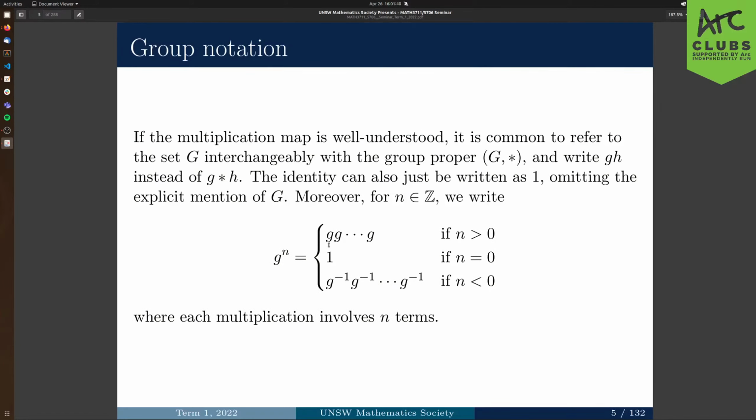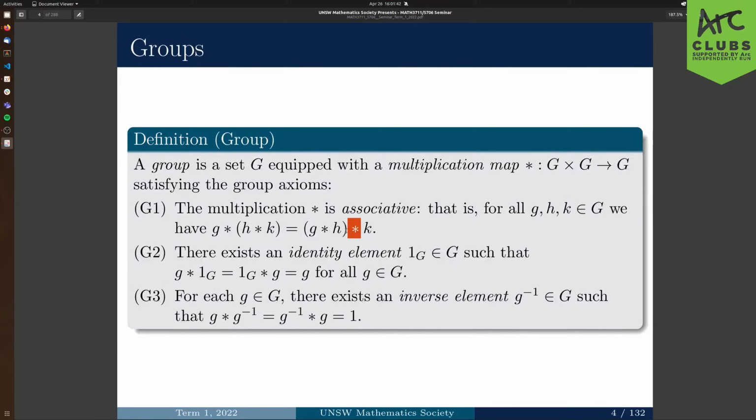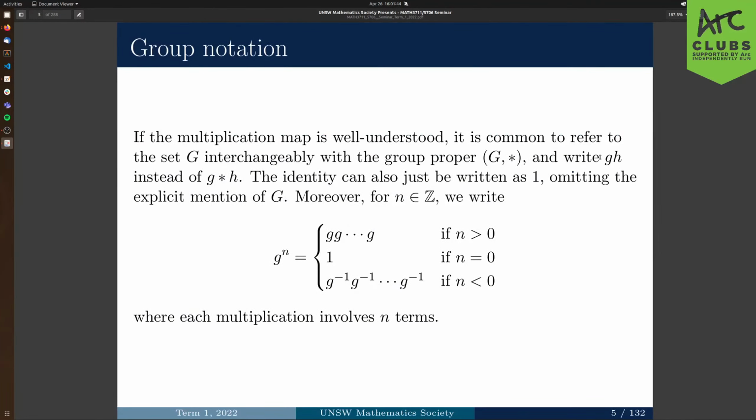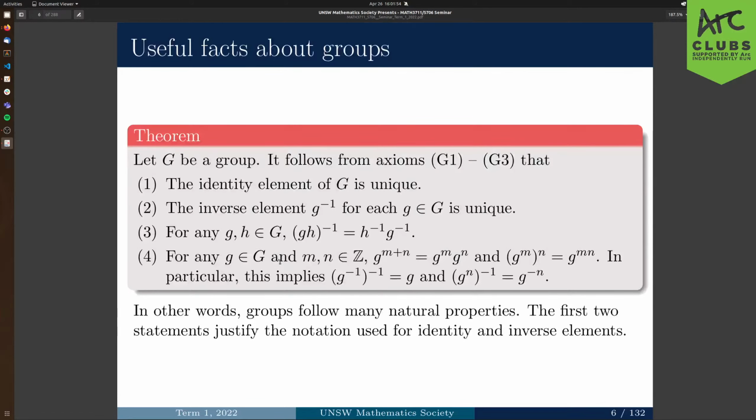Obviously, you would have seen that writing out this star every time is a bit inconvenient, so oftentimes we'll just drop that and just write GH like this, and we can do repeated multiplication in this way just using powers, kind of just the way that you would have done for numbers. So this should all be quite familiar.